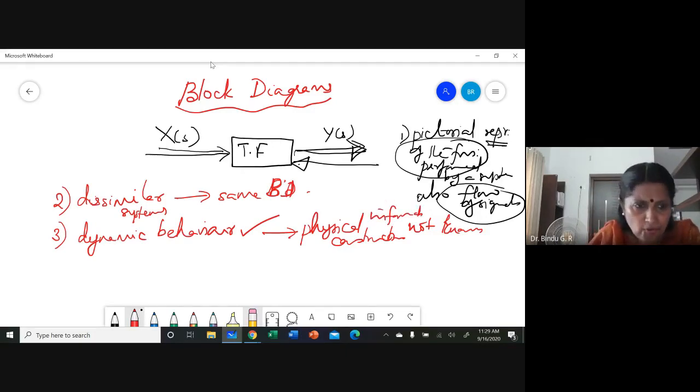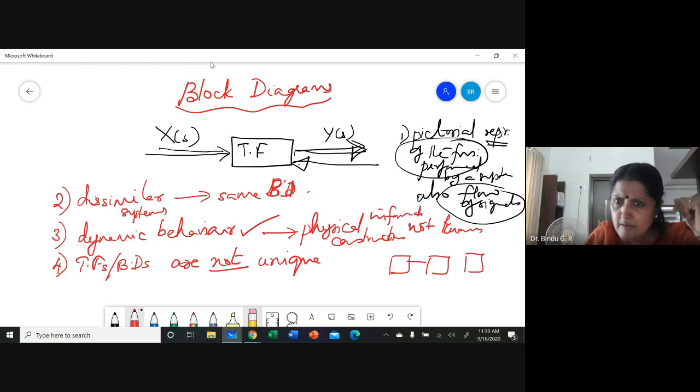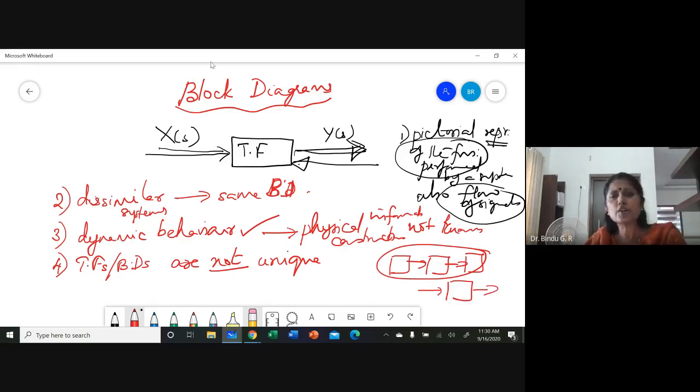The fourth thing is that the transfer functions or the block diagrams are not unique. What do you mean by unique? It means that the same type of system can have different kinds of block diagram. It can be represented like this, or I combine this and write it as a single block, which means it is not unique.